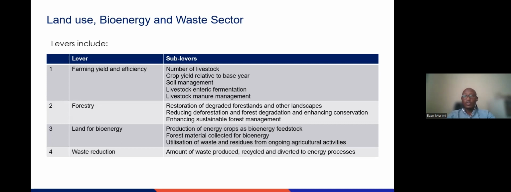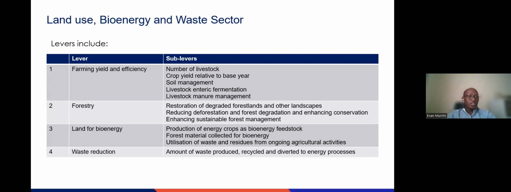Can we reduce forest degradation so that they continue acting as our carbon sinks? And then can we use some of the land to produce bioenergy, with this bioenergy being used in some of the sectors that we've talked about earlier? And can we reduce our wastes and probably recycle or divert the waste to other uses like energy production?